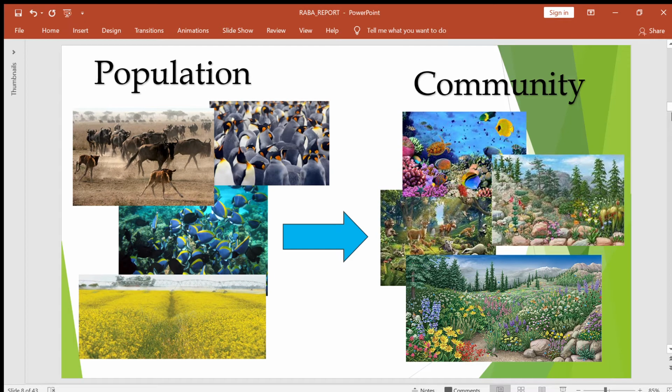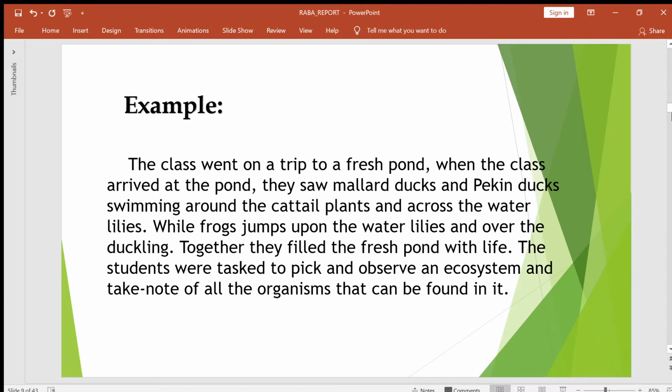An individual being can form populations that interact, build their own habitat, and create a community of different species. For example, the class went on a trip to a freshwater pond. When the class arrived at the pond, they saw mallard ducks and pecan ducks swimming around the cattail plants and across the water lilies, while frogs jumped upon the water lilies and over the ducklings. Together, they filled the freshwater pond with life.